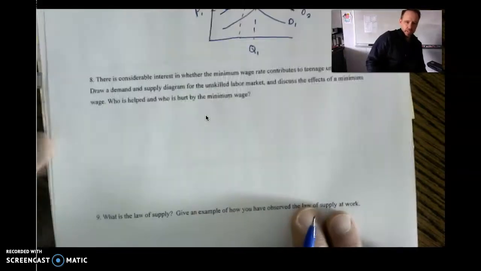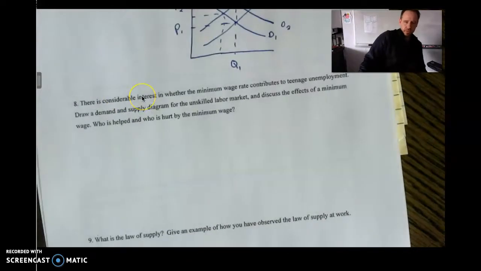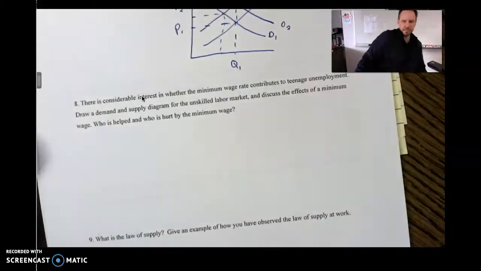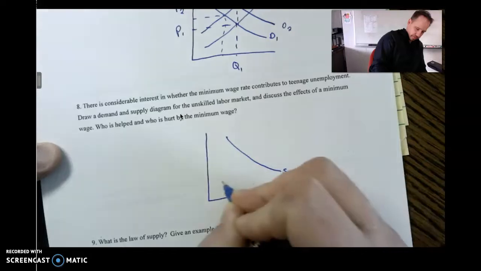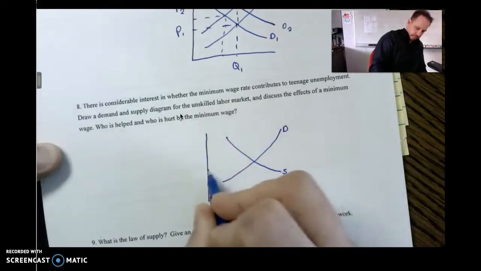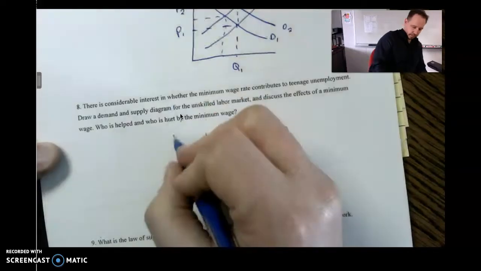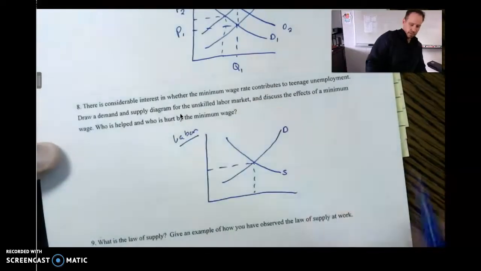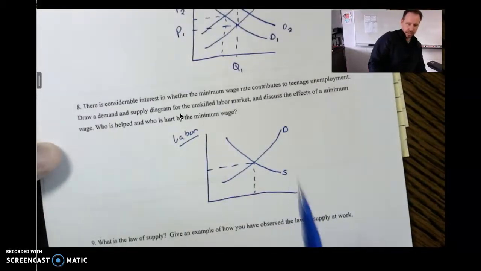Yeah, we can squeeze in number 8 here too. All right, considerable interest in whether the minimum wage rate contributes to teenage unemployment. Draw a demand and supply diagram for the unskilled labor market. So here you go. Here's your labor market. Now you have to think about, in terms of this market, this is labor, who is the consumer and who is the supplier?